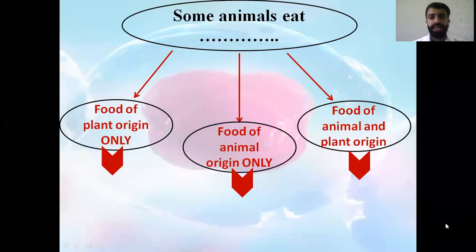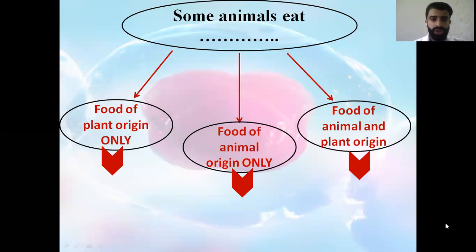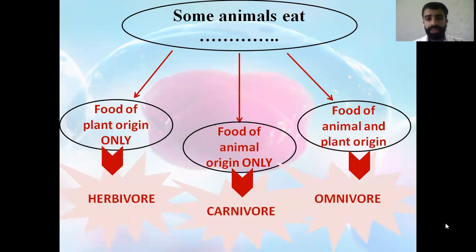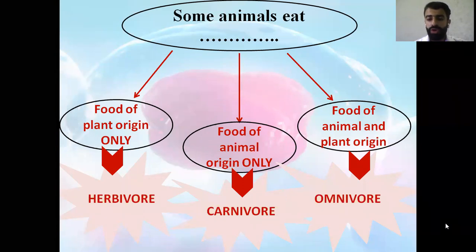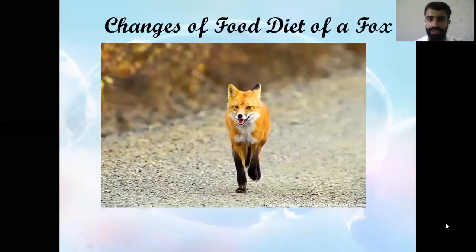Here, the animals are classified under three categories. Some of them eat food of plant origin only, so they are classified as herbivore, whereas animals that consume food of animal origin only are classified as carnivore, while those that consume food of animal and plant origin are classified as omnivore. So we have three categories: herbivore that consume food of plant origin, carnivore that consume food of animal origin, and omnivore, both animals and the plants.